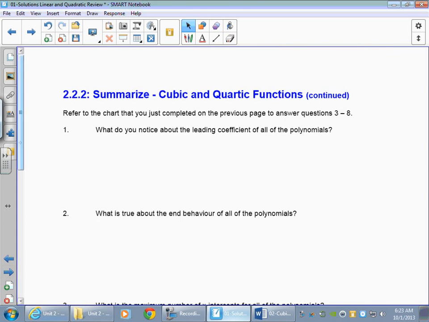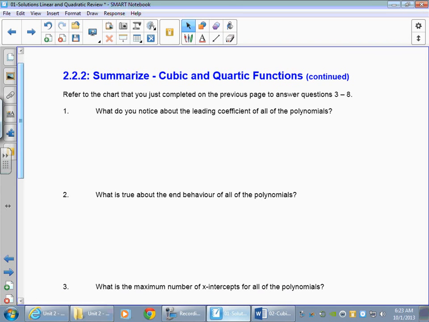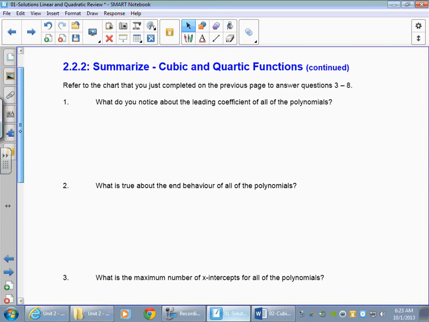And then basically just a summary of that. There'll be a similar one for the quartic functions, which are the fourth powers. What do you notice about the leading coefficients of the polynomials? I'll have to edit that a bit. It's not the actual final version. But basically it just says, what do you notice about the coefficients? How do they affect the graphs? What's true about the end behaviors of the polynomials? So just a general summary. What did you notice? I noticed that when this happened, this seemed to happen. I noticed that, and so on and so forth.